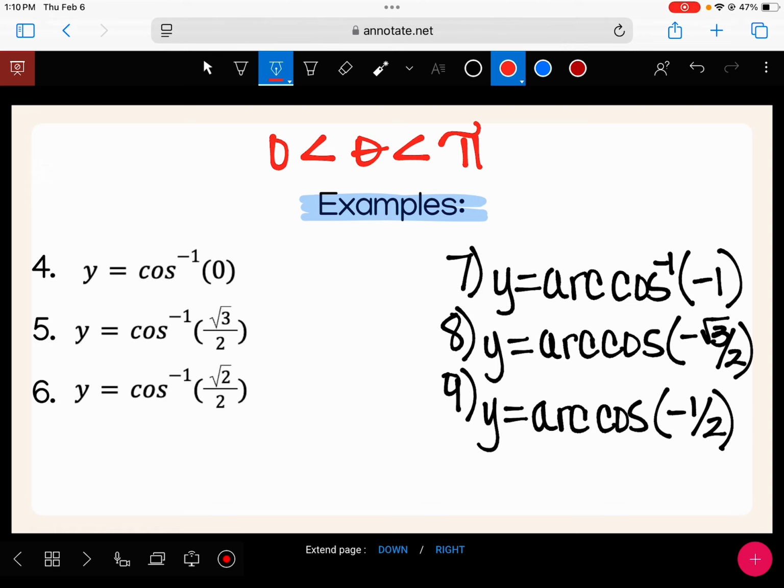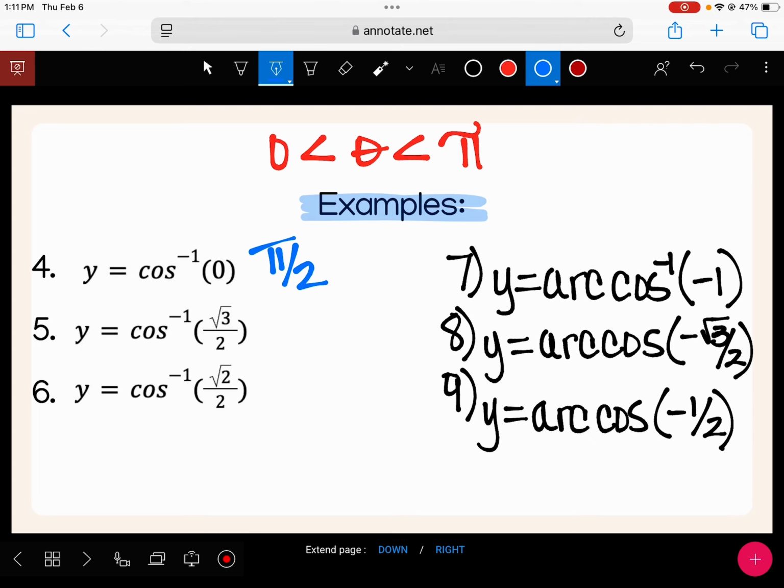All right, let's go through our answers. Let's see what we came up with. So these should go a lot faster. So where on the unit circle is cosine 0? Eric, what did you write? Pi over 2. And we already know that if it's positive, I'm looking in quadrant 1. And if the answer is negative, I'm in quadrant 2.